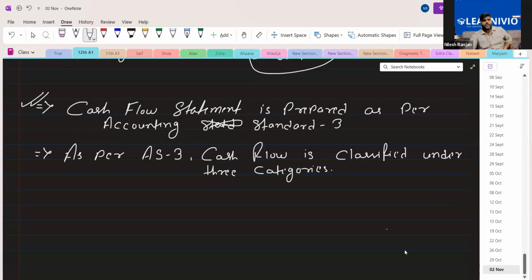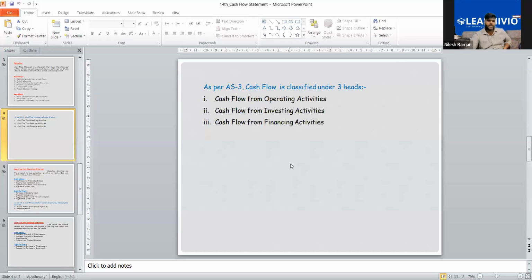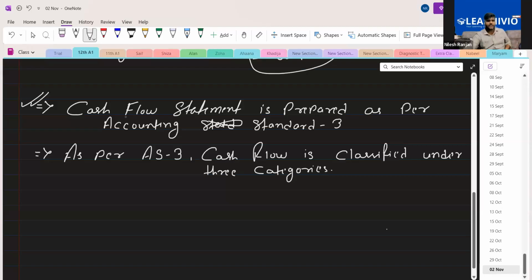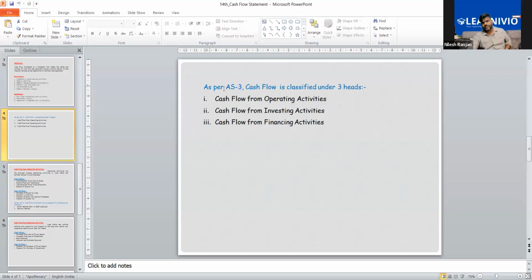Okay, so if you have written this, then write this also, cash flow. As per accounting standard 3, cash flow is classified under 3 heads: cash flow from operating activities, cash flow. If you have written the same line in your note, then you can simply write all 3 categories. You don't have to write this heading also.